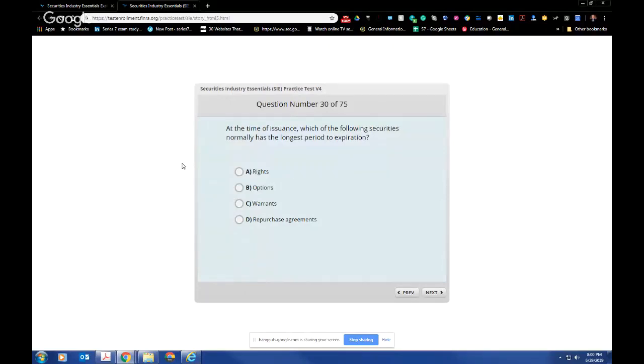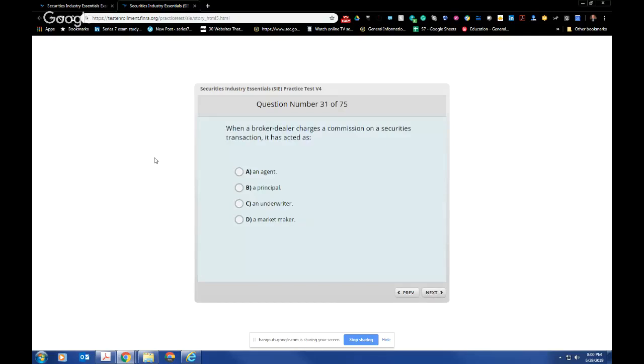It's what you get when you own shares. If they issue new shares, it's just their way of letting you have the right to buy new shares, but it's very short term. Options, go watch a video on that. They're 9 months. Warrants can be forever. The answer will be warrants.